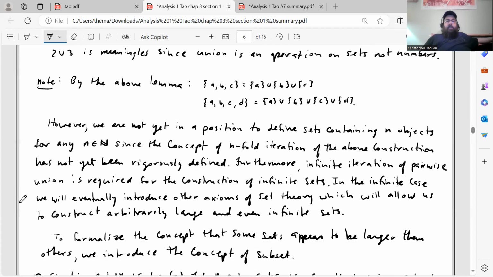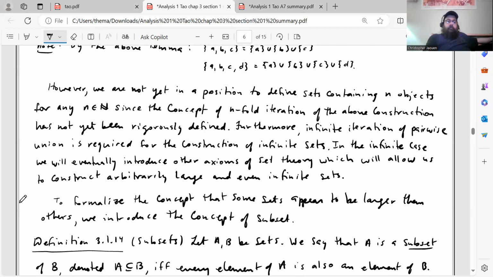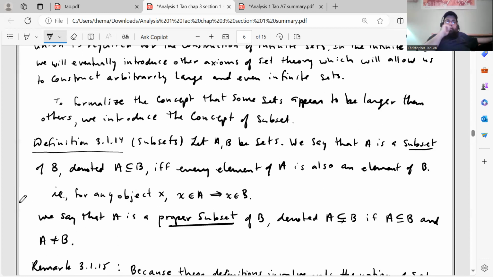In the infinite case, we will eventually introduce other axioms of set theory, which will allow us to construct arbitrarily large and even infinite sets. To formalize the concept that some sets appear to be larger than others, we introduce the concept of subsets next.